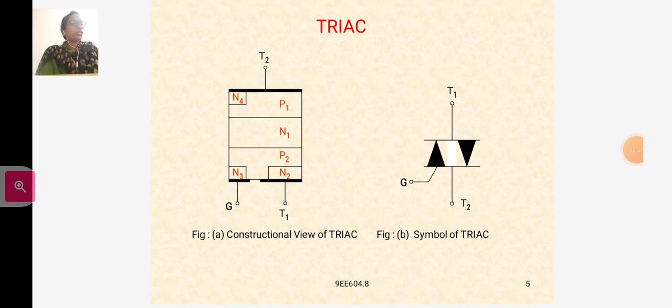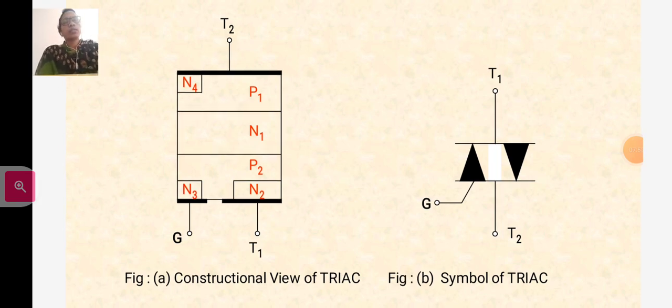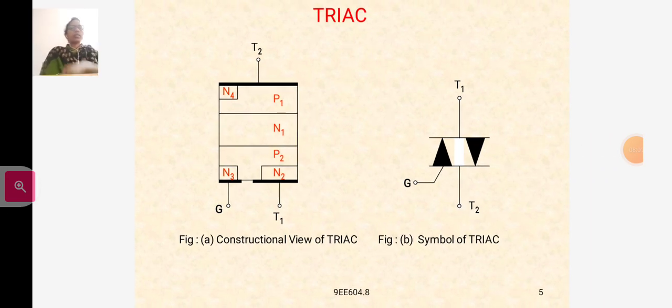The word triac is obtained from capital letters, meaning triode that can work on AC. It is a three-terminal device which can conduct in both directions. Here you can see the symbol. It has two main terminals, T1 and T2. The triac will conduct with T1 positive and T2 negative, and also with T2 positive and T1 negative. So this is a bidirectional device.